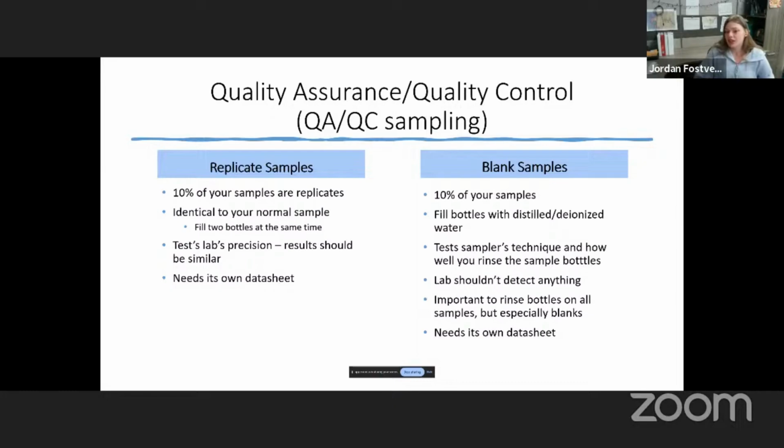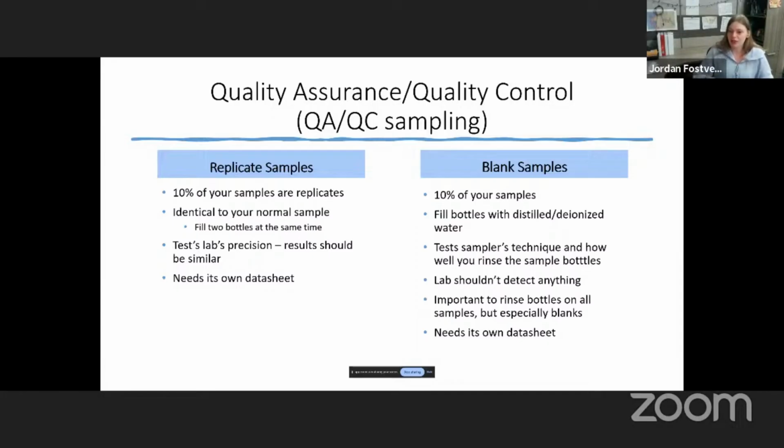Blank samples are another 10% of your samples, and you fill these bottles with distilled or deionized water. You'll most likely just buy distilled water at the grocery store. These test the sampler's technique to make sure you're not contaminating the sample, and also test how well you rinse the sample bottles when you collect your sample. The lab shouldn't detect anything at all. It also needs its own data sheets.